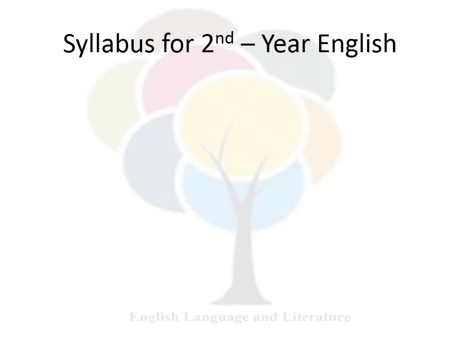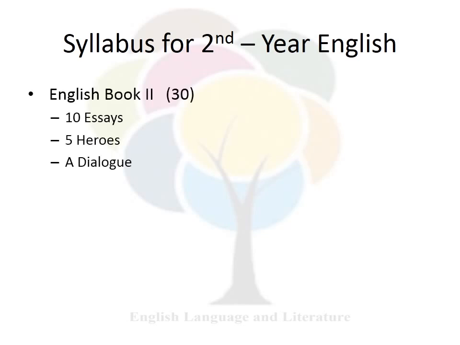Although in your exam there is no specific division of paper A and paper B, yet we may divide it into paper A and paper B. The part of paper A includes two books, English Book 2 and Goodbye Mr. Chips. English Book 2 carries the weightage of 30 marks. It includes 10 essays, 5 heroes and a dialogue.